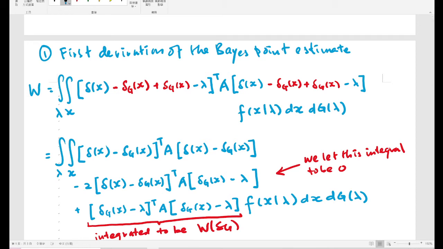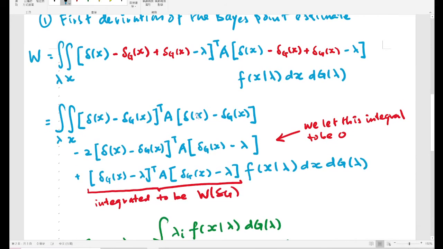So let me talk about the first derivation. First, we minimize the Bayes risk to derive the decision, the point estimate, right? So let me rewrite the Bayes risk as follows. In the quadratic loss function, I subtract delta G and add delta G, okay? For both terms here. And then I can split this quadratic term into three terms. So then in the second equality, we have two quadratic terms and one cross product term.